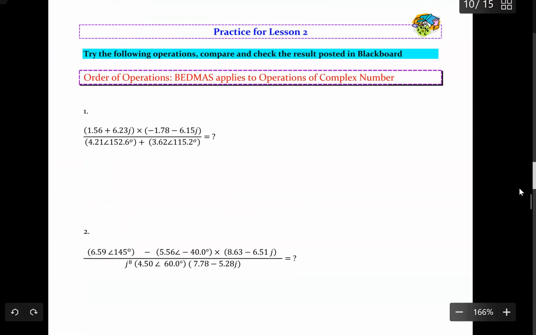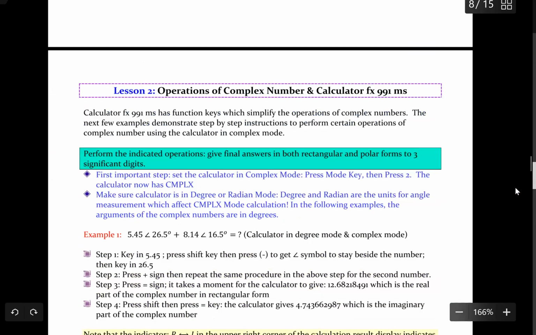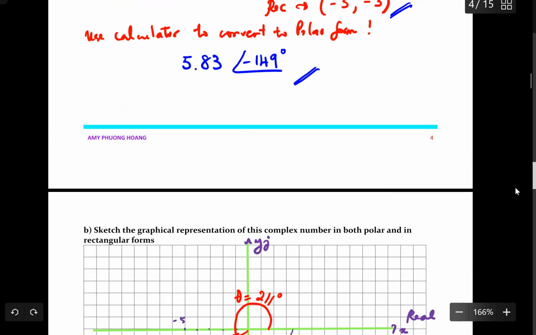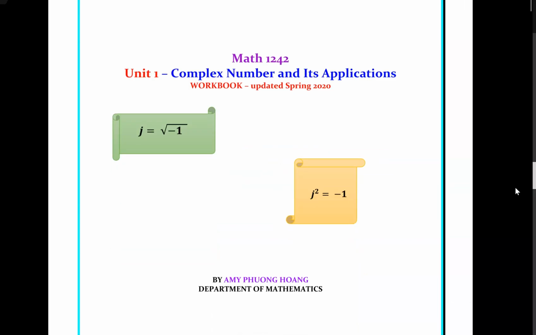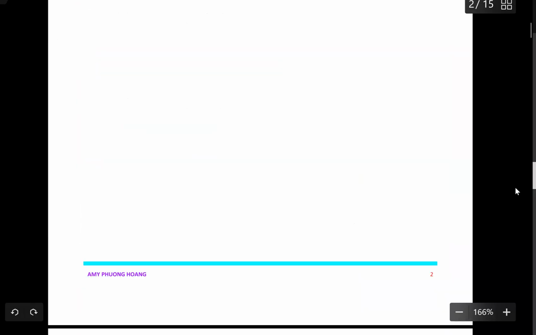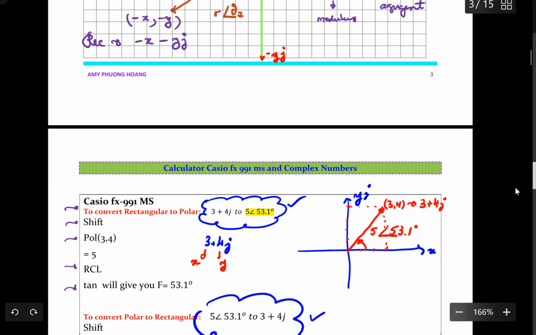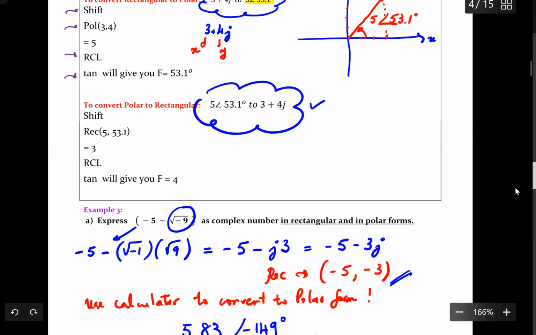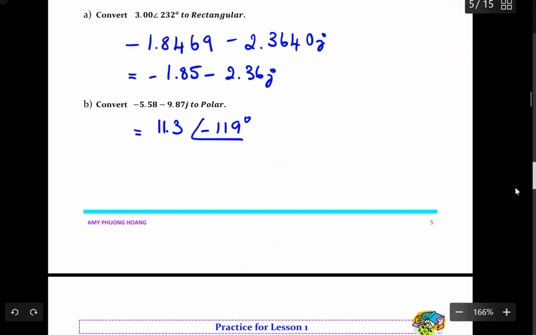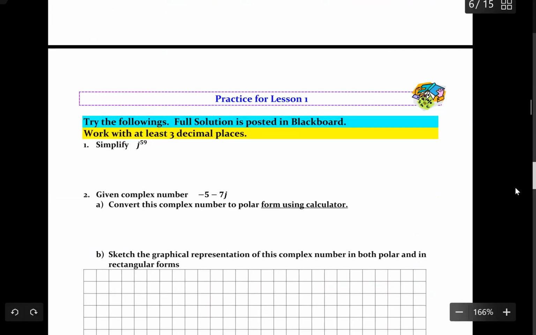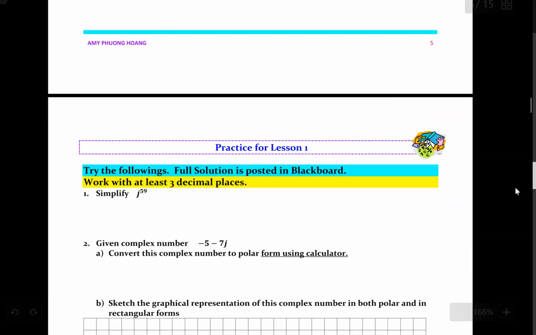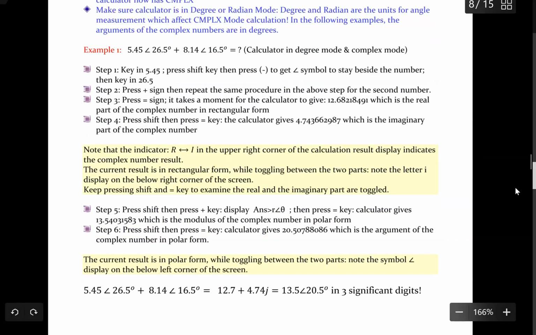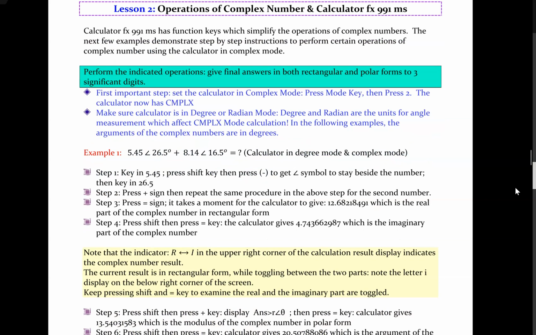If you take a look at this workbook, let me go back and tell you what I mean by the workbook. You see, this is our lesson 1 completed here. This is the workbook that I'm talking about. We finished lesson 1 already. Basic rule, how to convert rectangular to polar. What does it mean by a complex number in rectangular form and in polar form? This lesson is very important.